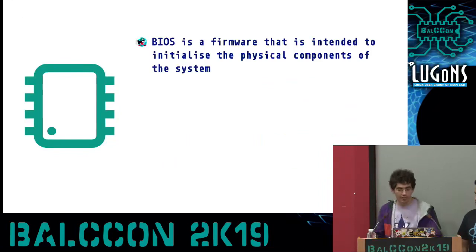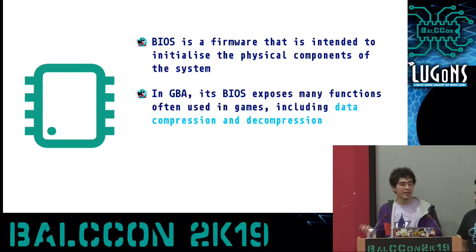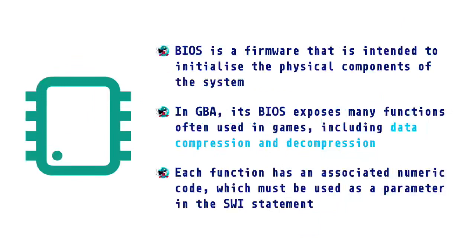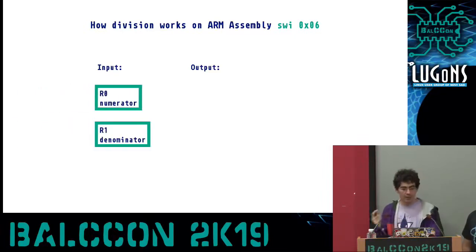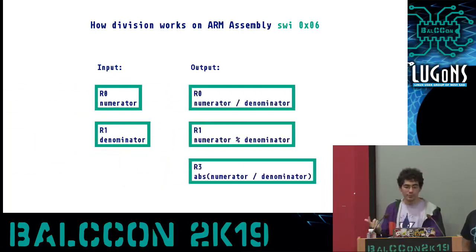Well, BIOS is a firmware that is used to initialize the physical components of the system. In GBA, its BIOS exposes many functions often used in games, including data compression and decompression. Each function has an associated numeric code, which must be used as a parameter in the SWI statement. For example, there is a SWI code to use the divide operator. To call it, you just need to use the SWI with the number 6 and send the parameters to the registers. R0 is the numerator and R1 is the denominator, and the output of the divider will be saved on the registers.